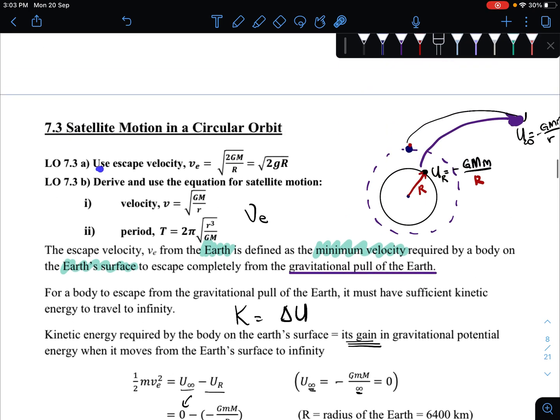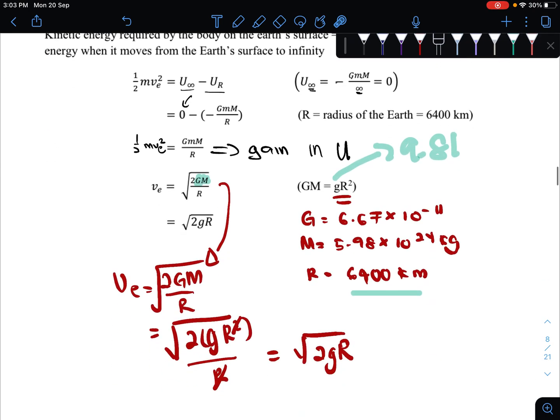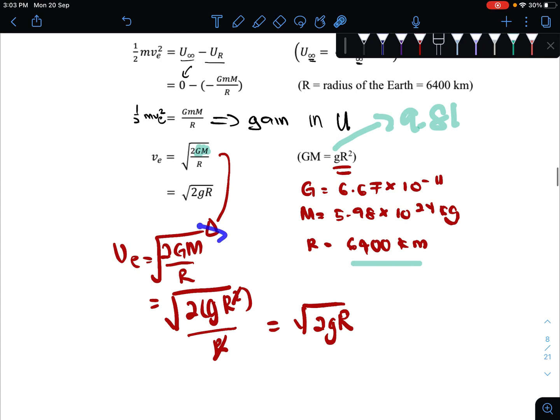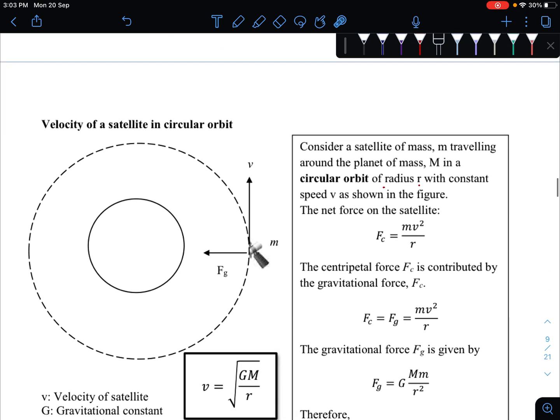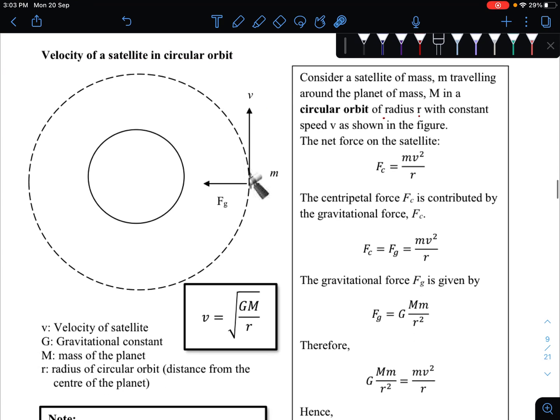However, you do not need to know how to derive, because it says just use escape velocity. So you should know how to use this equation, that is surd 2gm over r or surd 2gr here, depending on the question. Alright, next we're going to look at velocity of a satellite in a circular orbit.